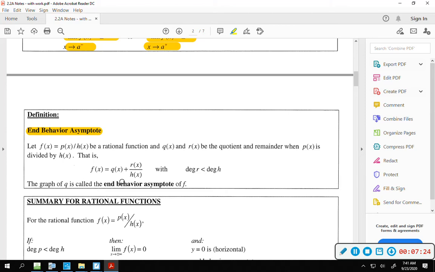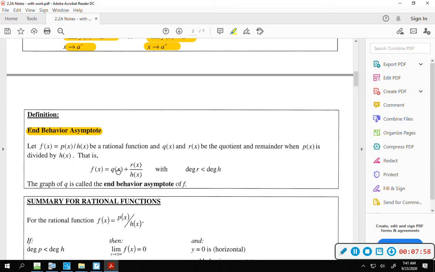Let f of x be p of x over h of x, a rational function, and q of x and r of x be the quotient and remainder. So if we were to do long division, when we do that, this q of x plus r of x over h of x, the remainder portion is going to go to 0 because the degree on top is going to be less than the degree on the bottom. So this q is called the end behavior asymptote. This is how we got slant asymptotes last year. We did long division and then we canceled off the remainder over the divisor.